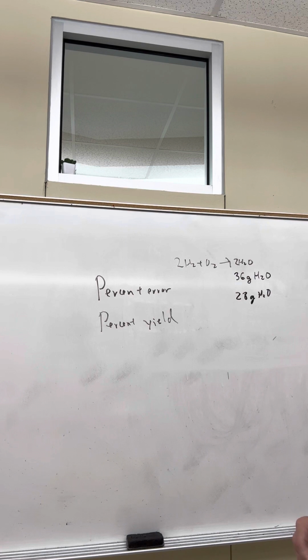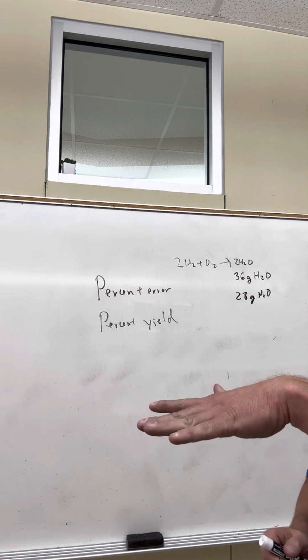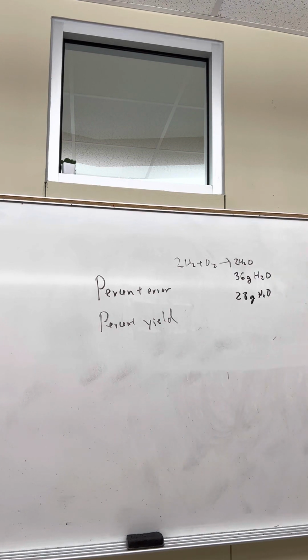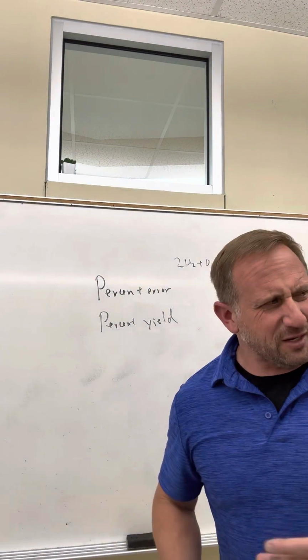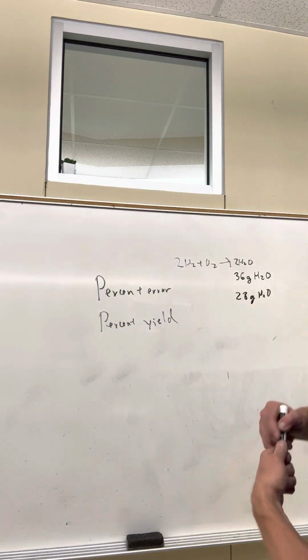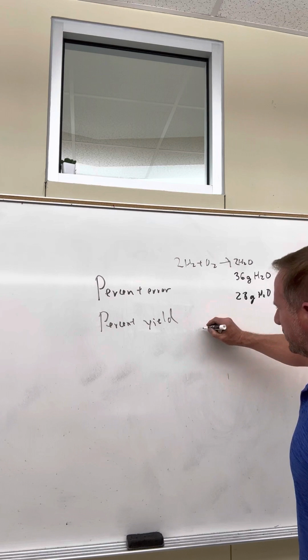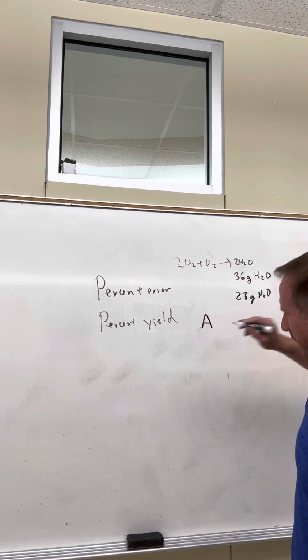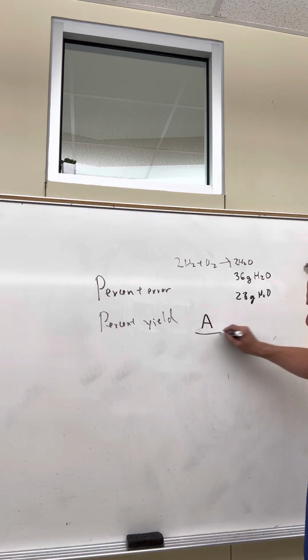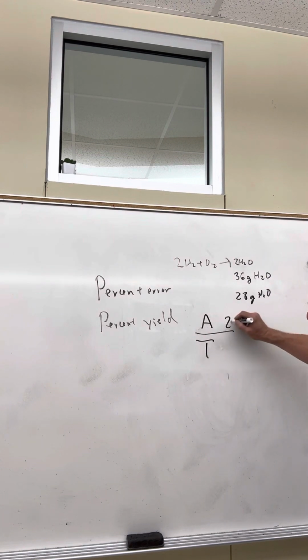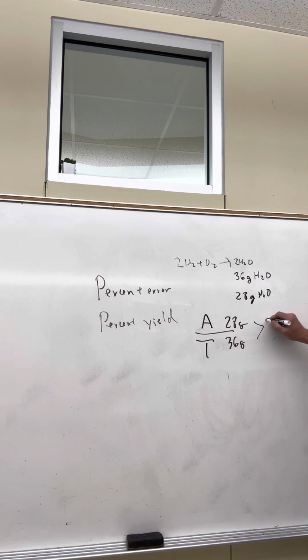In chemistry all the time, you're gonna do a chemical experiment, then you run it, and you're gonna end up with more or less than you were expecting, because there's always something wrong with your measurements, something going wrong with how you did it, etc. So then what you're gonna do is take what you actually got from the experiment and divide it by your theoretical. So your 28 grams divided by your 36 grams. And that's gonna tell you what your percent yield was.